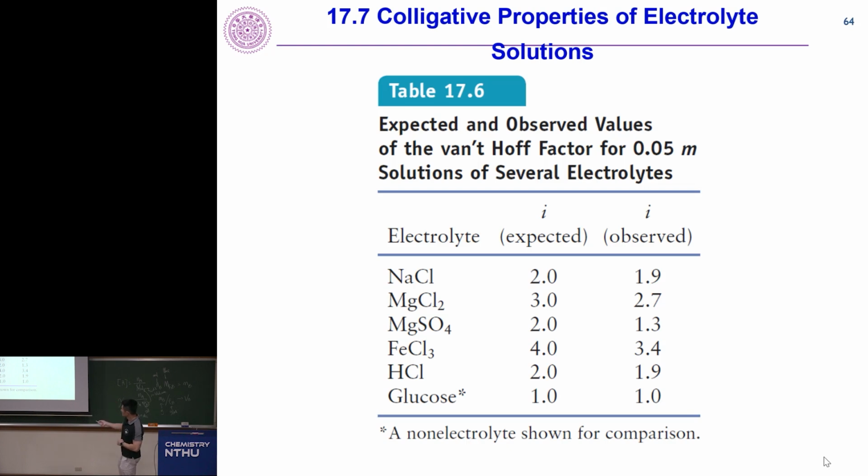Magnesium chloride, 1 magnesium and 2 chlorides, 3.0, but we only see 2.7. That is 90%. And you can imagine why, because magnesium is 2 plus, chloride is 1 minus. Sodium is plus, chloride is minus, right? So magnesium chloride is going to have stronger interaction due to Coulombic interaction. So of course, more charge, more non-ideal behavior. Magnesium sulfate, you can imagine really worse behavior, right? 2 plus, 2 minus. 2.0, you only have 1.3, right? You have a 35% reduction. Iron chloride and so on.